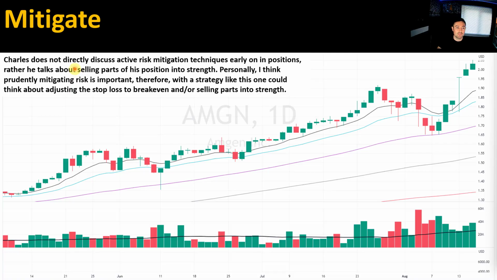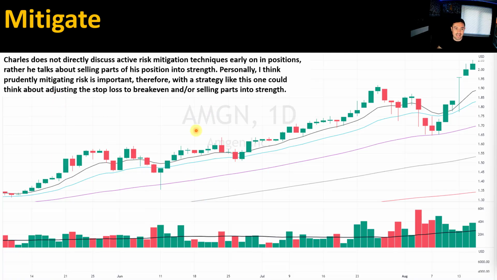Rather, he talks about selling parts of his position into strength, and we'll come on to that on the next slide, in the optimizing slide. Personally, I think prudently mitigating risk is important. Therefore, with a strategy like this, one could think about adjusting the stop to break even, say when the stock starts getting out, and/or selling parts into strength.